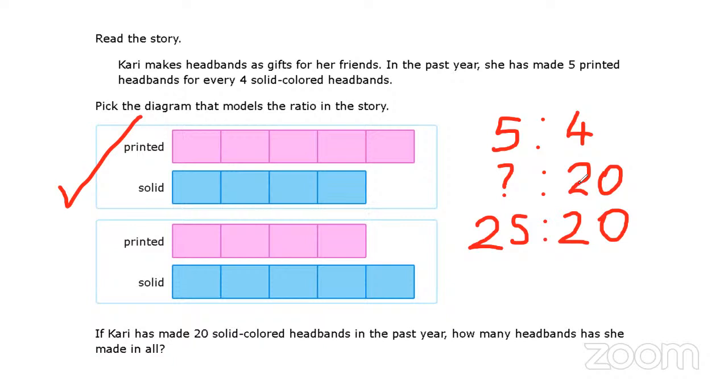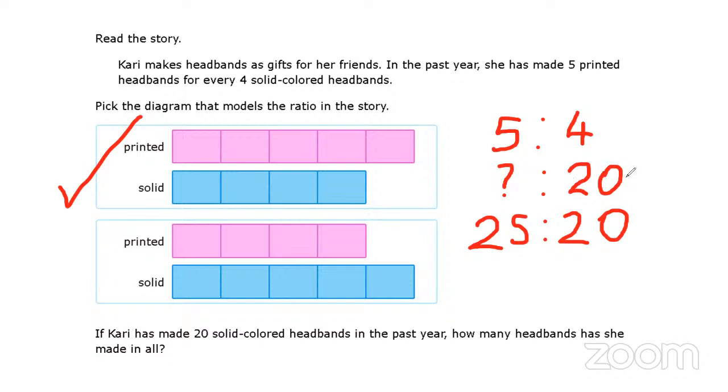So that is what we're first trying to figure out. Here we know the relationship is 5 printed to 4 solid, but we need to figure out how many printed she made if she made 20 solid. We have to keep in mind that we represent the relationship in a way that we can follow. It's homogeneous, the same throughout. We have the printed on the same side, the solid on the same side. If we've got 20 solid colors, how many printed will we have?